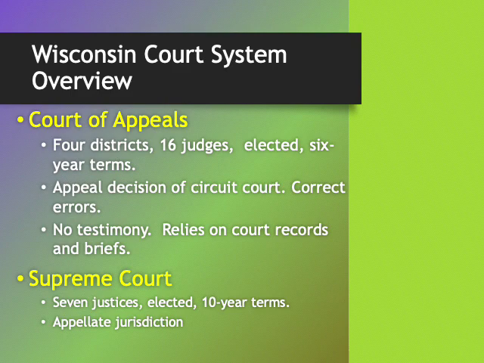So Wisconsin has an intermediate court of appeals. And so the state of Wisconsin is divided up into 4 appellate districts. There are 16 judges that serve in those 4 districts. They are elected. All of the judges are elected in the state of Wisconsin, and they serve a 6-year term. And just like the other courts of appeals we've talked about, they review the decision of the circuit court, correct errors, and they rely on court records and briefs to make their decision.